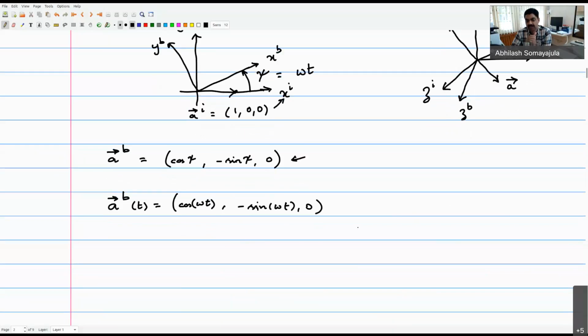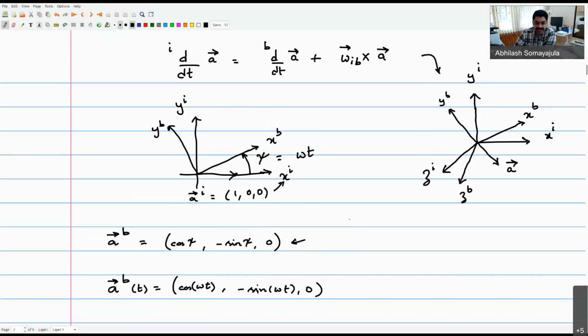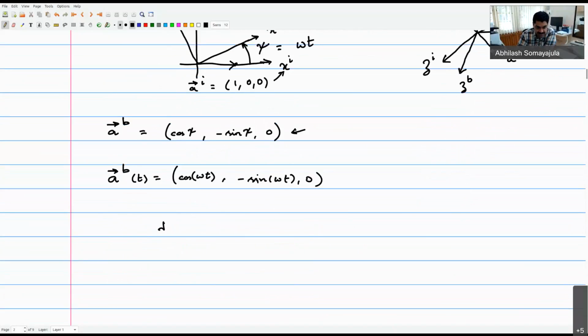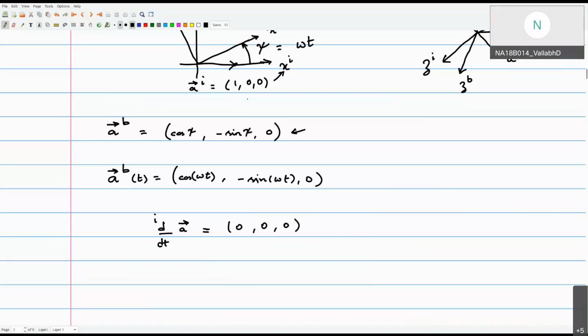Yes, sir. Okay. Now I want to take the derivative of this vector A with respect to the inertial frame. So I want to take the d by dt in the inertial frame of the A vector. What would that be, when I take the derivative in the inertial frame? Zero, right? Because it's not varying. It's a fixed vector. Its length doesn't vary in the inertial frame. Is everybody with me so far?